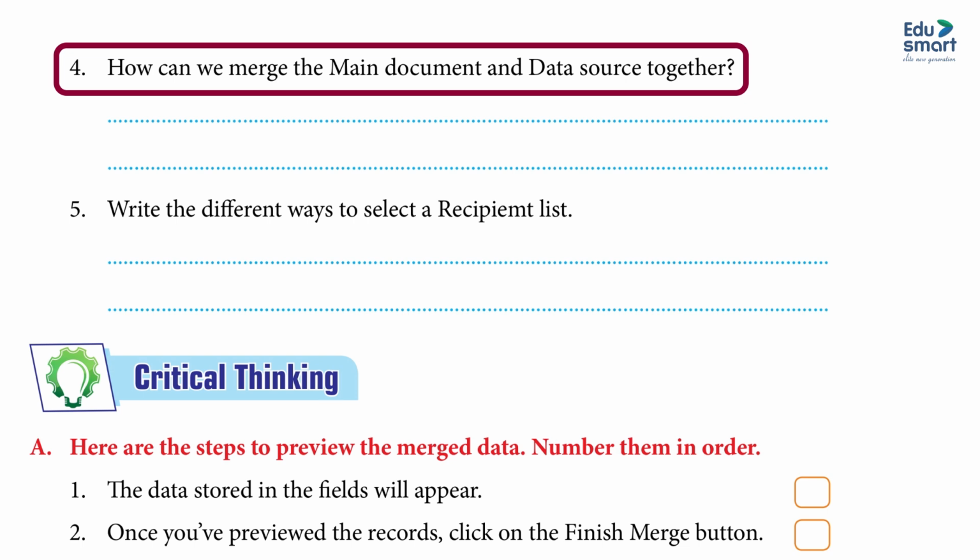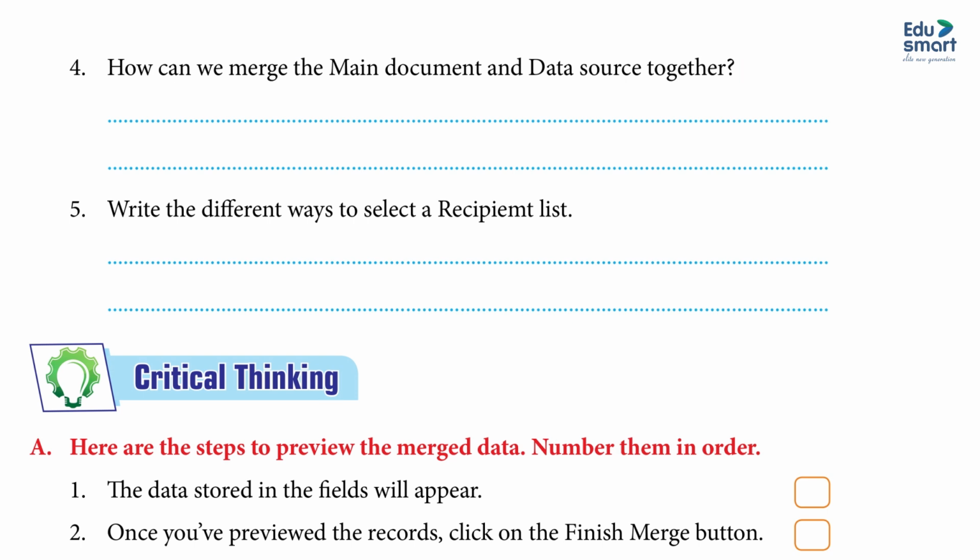4. How can we merge the main document and data source together? Answer: A document, spreadsheet or database serving as the data source holds personally identifiable data such as names, addresses and phone numbers. A form, letters, labels and emails or a directory could all be considered the main document.